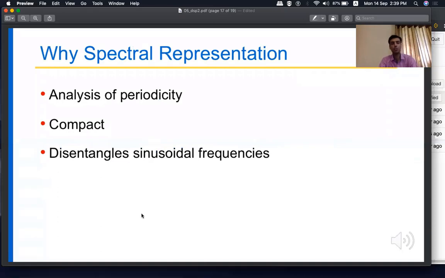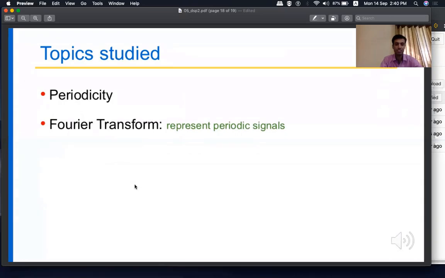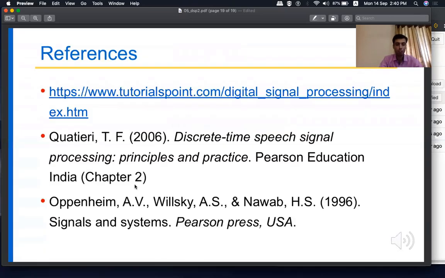Now, what is the use of FFT? Mainly it is used for correlation analysis and periodicity analysis. Is the signal periodic? What is the frequency of the signal? What are the prominent frequencies present in the signal, and things like that. Other uses are data compression and sinusoidal representation. So we studied in this lecture about periodicity and Fourier transforms, and these are the same references.